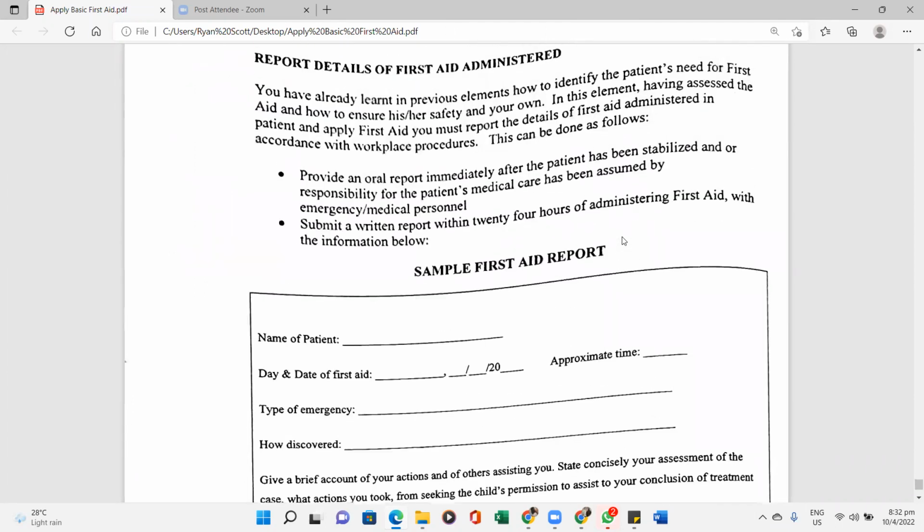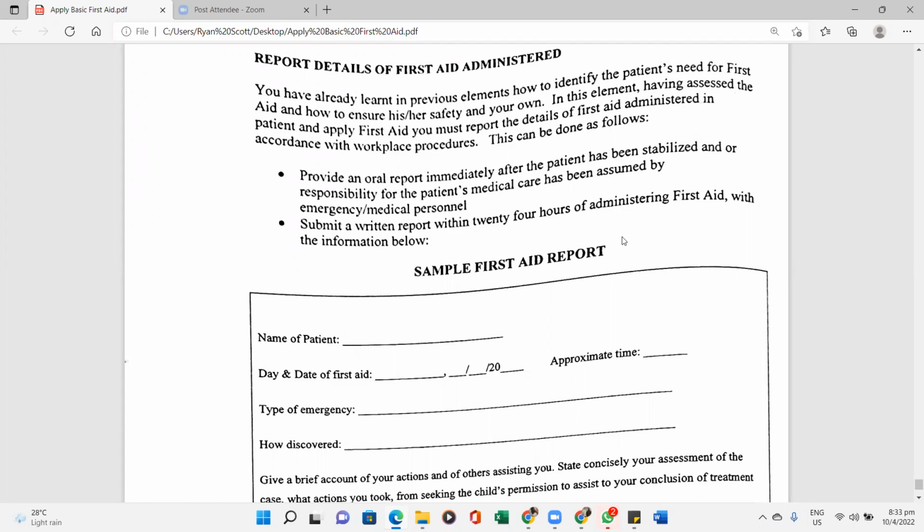All right, and this is a sample of a first aid report. And why do we do the report? You provide an oral report immediately after the patient has been stabilized and responsibility for the patient's medical care has been assumed by emergency medical personnel. So remember, you're going to hand over the patient now to the emergency medical personnel, so you need to give them a report, right?